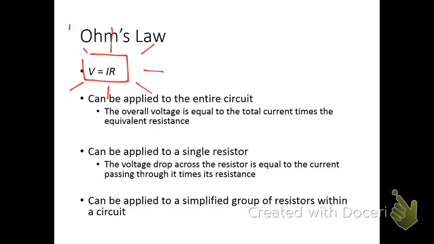Or it can be applied to a single resistor. So at resistors, the voltage that was gained in the battery gets dropped off at a resistor. And that drop equals the current through the resistor times the resistance of that resistor. Or it can be applied to a simplified group. So if I've got a chunk of parallel resistors, I could break them down and find the resistance as if there was only one resistor there, and do V equals IR on that, what I call ghost resistors, to figure out the voltage drop, for example.